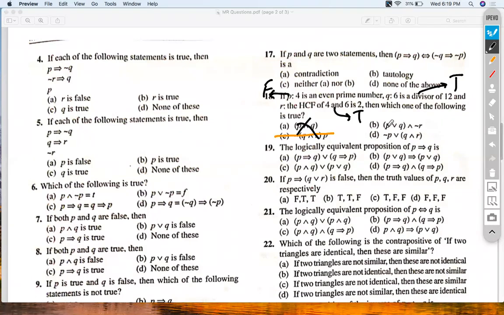Yes, sir. This is true, intersection, false. So this will be false. And this is true, or true. True or true is true. That means option D is your right answer. Yeah, got it.